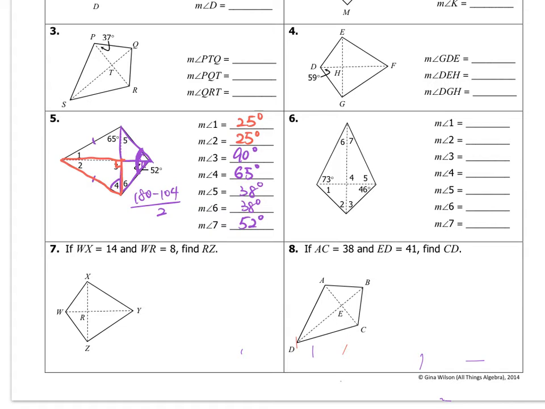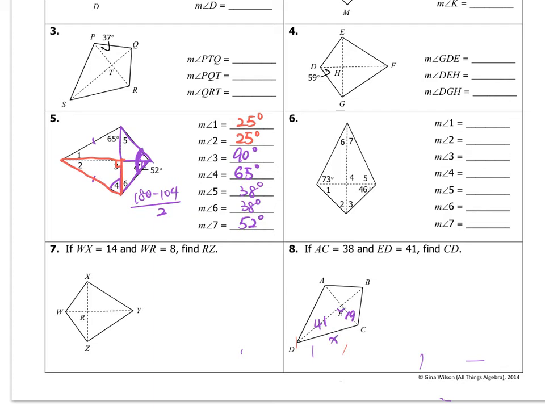Let's look at the sides. I'm going to do number 8. AC, I have 38 here. And ED, where's ED? ED is only this half. I have 41. So AC is the whole thing. I'm going to change that a little bit. If AC is 38, then I know EC is 19. And I'm asked to find CD, so I'll let CD be x.